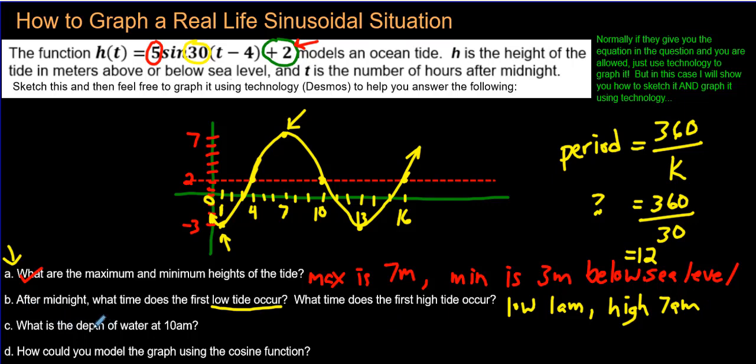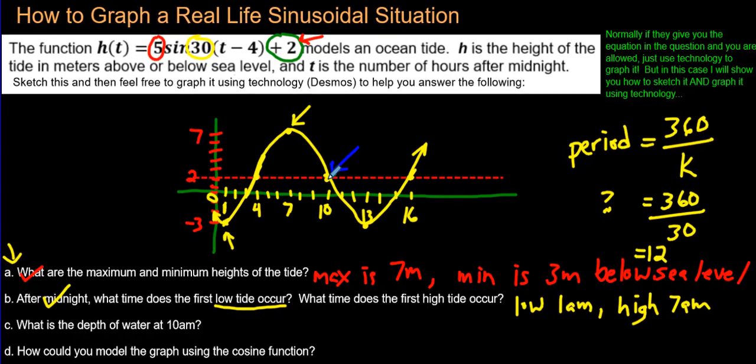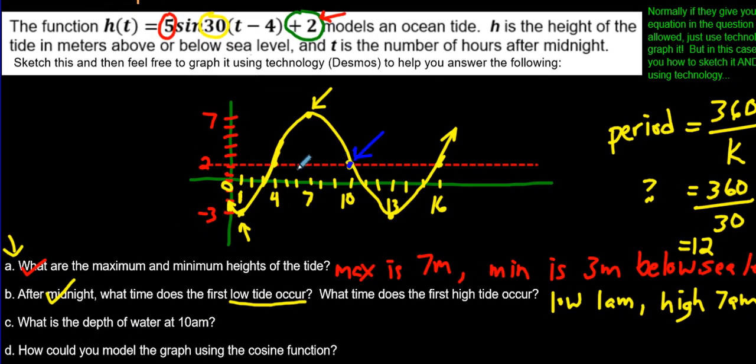Okay, now we can go on to the next question. We've answered that one. What is the depth of water at 10 o'clock in the morning? That would be right here. The depth of water at 10 o'clock in the morning is right here. Thank goodness it's a nice spot that's easy to see. The depth should be 2 meters above sea level. The depth is at 2 meters. And I would write above sea level if I was doing this in pencil.